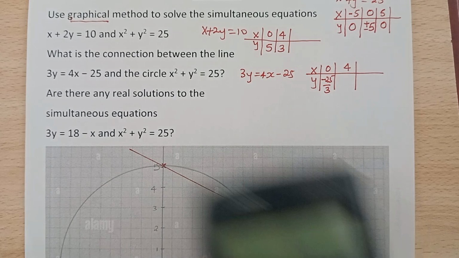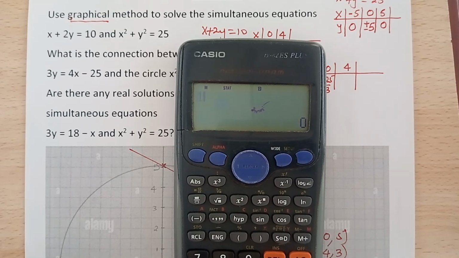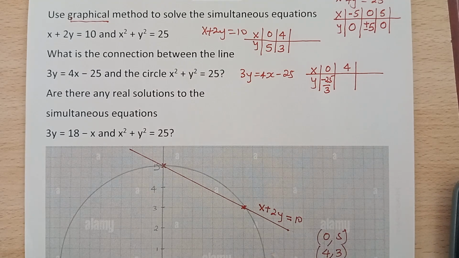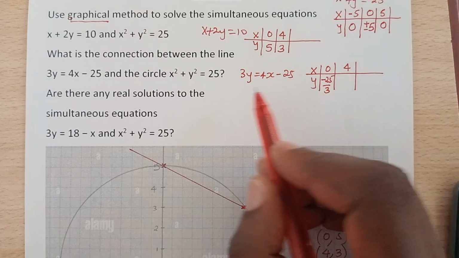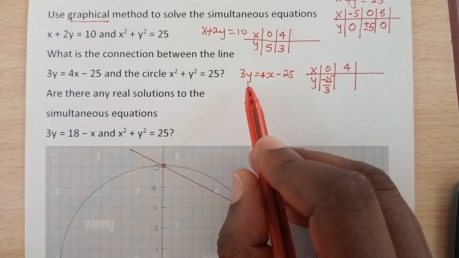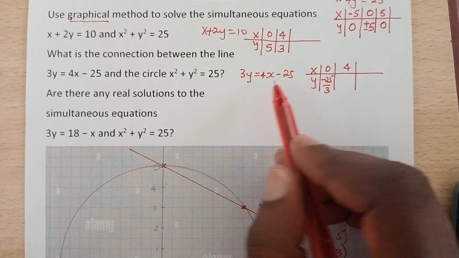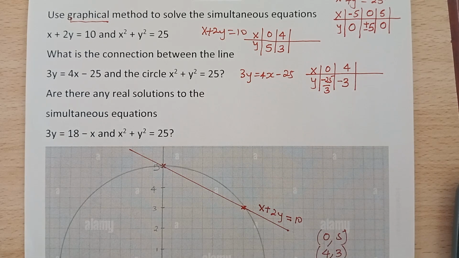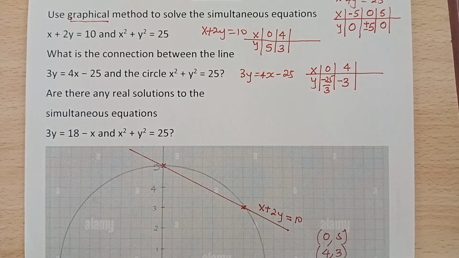16 minus 25, let's see that. 16 minus 25 is negative 9, so 3y is equal to negative 9, and negative 9 divided by 3 is negative 3. So when x is 4, y is negative 3.